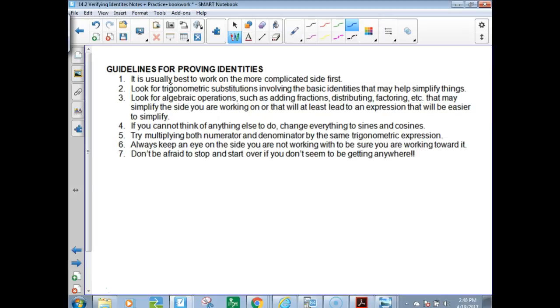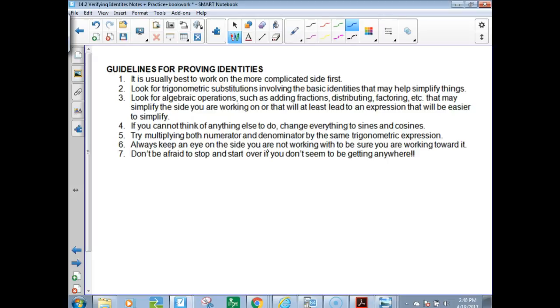It is usually best to work on the more complicated side first. Look for trigonometric substitutions involving the basic identities that may help simplify things. Third step, look for algebraic operations such as adding fractions. So if you see two things that are added or subtracted, you want to get a common denominator, etc. Factoring may come into play. If you see things that are squared or whatever, look for things that may simplify the side you're working on and at least lead to an expression that's going to be easier to simplify for you.